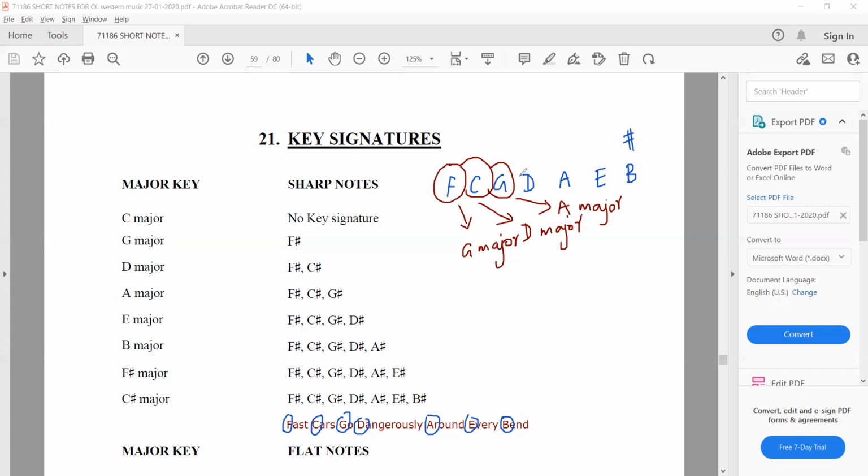Okay, so now let's look at F sharp, C sharp, G sharp, D sharp, A sharp, and E sharp. In this case, the note next to E is an F. So we know that F major has only a B flat. That comes under the flat order, so this can't be a sharps order. So we know this has to be F sharp major, right? Same way, if you take F sharp, C sharp, G sharp, D sharp, A sharp, E sharp, and B sharp, B plus 1 is C. So we can take this as C sharp major. So there's a small easy trick to remember the sharps order.